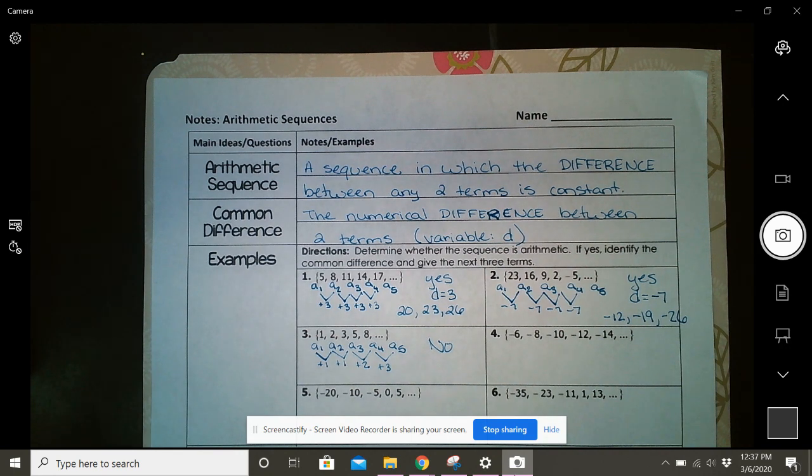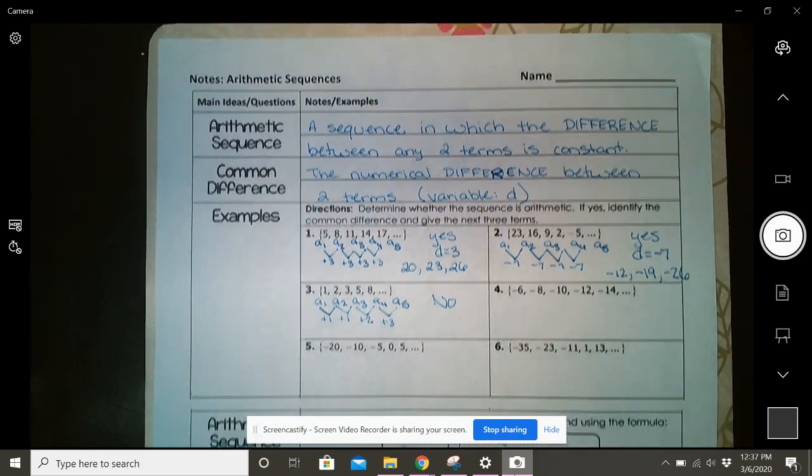I'll leave 4, 5, and 6 for you to try on your own, and then you can check your work against the answers. Let's move down to the next part of the notes here.